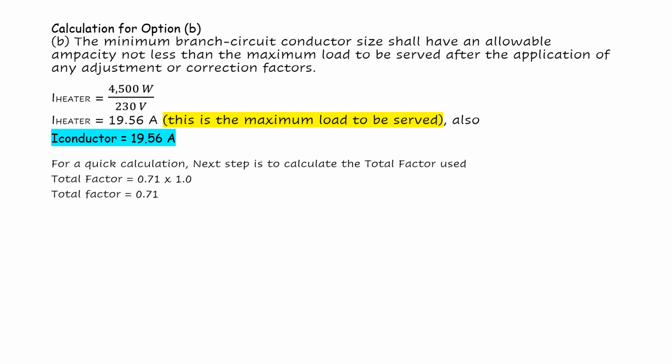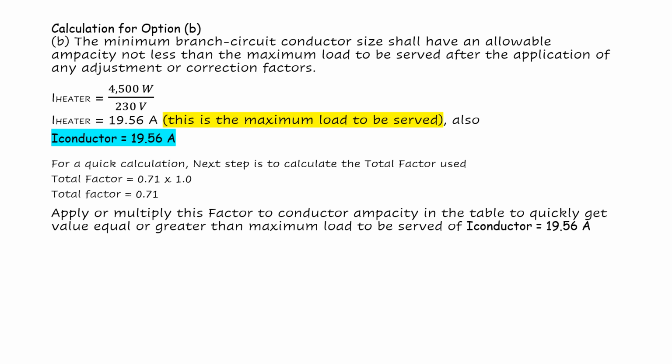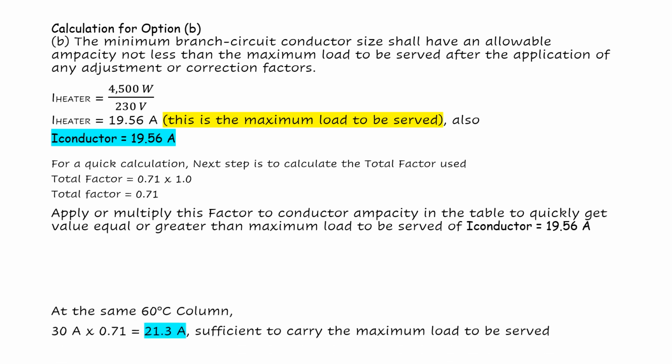For a quick calculation, let us calculate the total factor, which is the adjustment factor and the ambient temperature factor. Multiplying those two factors, we will get 0.71 total factor. We have to apply or multiply this factor to the conductor ampacity in the table to quickly get a value equal or greater than the maximum load to be served of 19.56 ampere.